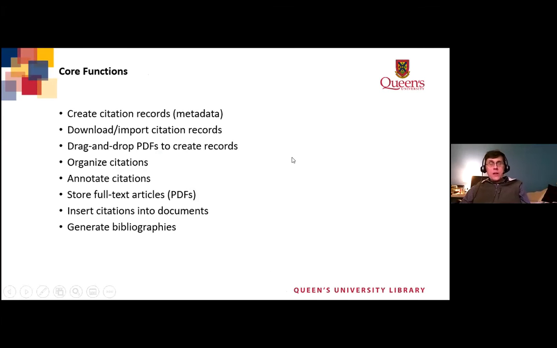So, some of the core functions of these citation managers. You can use them to create citation records, and these records contain what we call in the library biz metadata. So that's data that describes other data. They also download and import citation records from many databases and search engines. You can also drag and drop and import PDFs to create records.